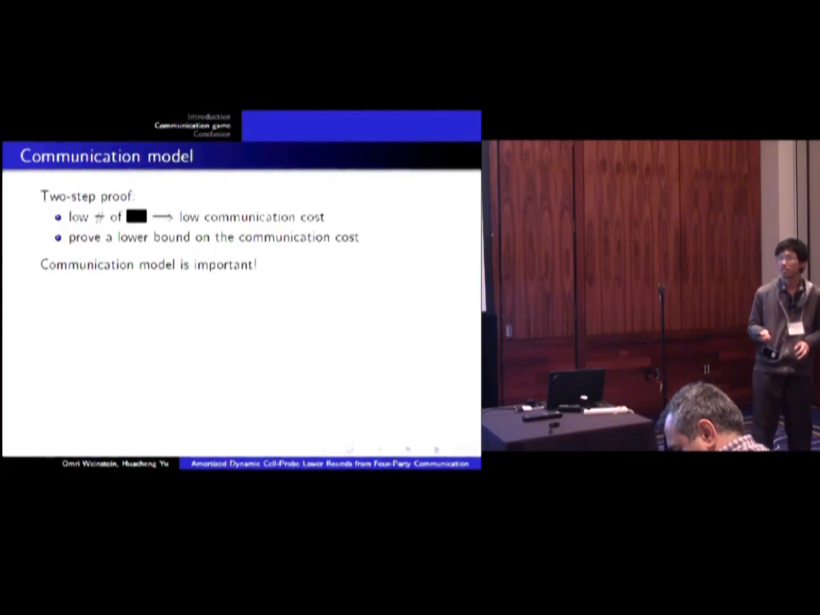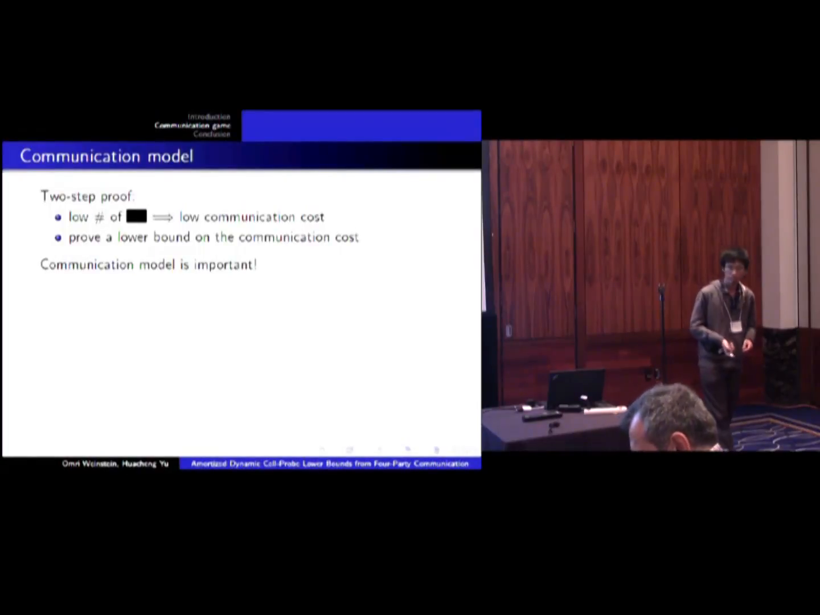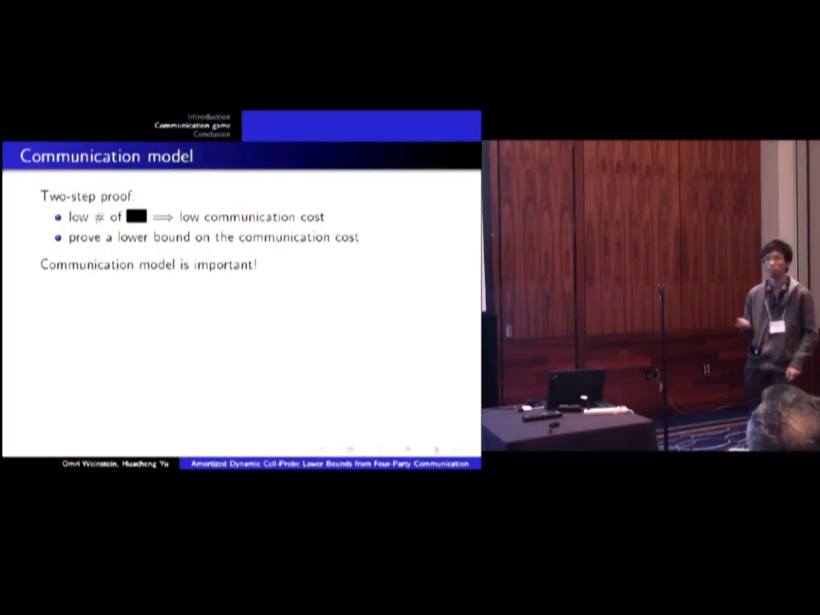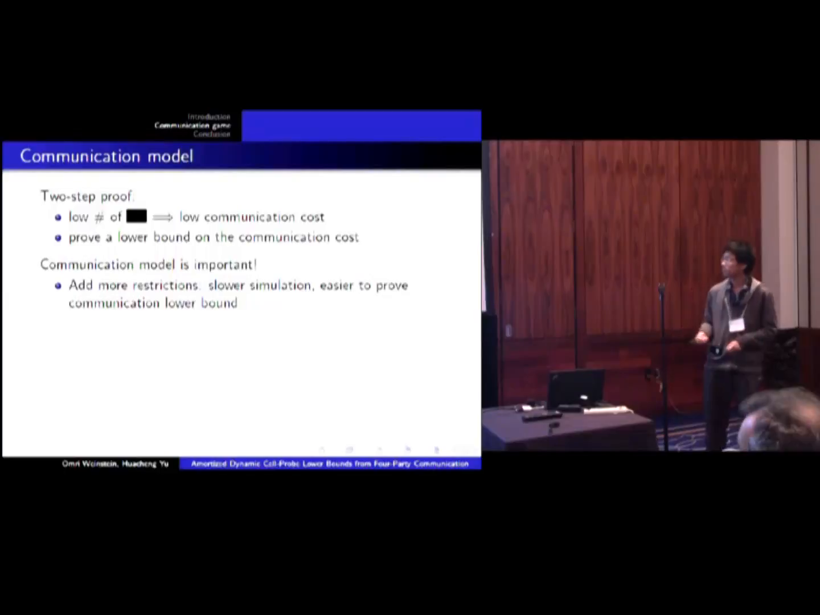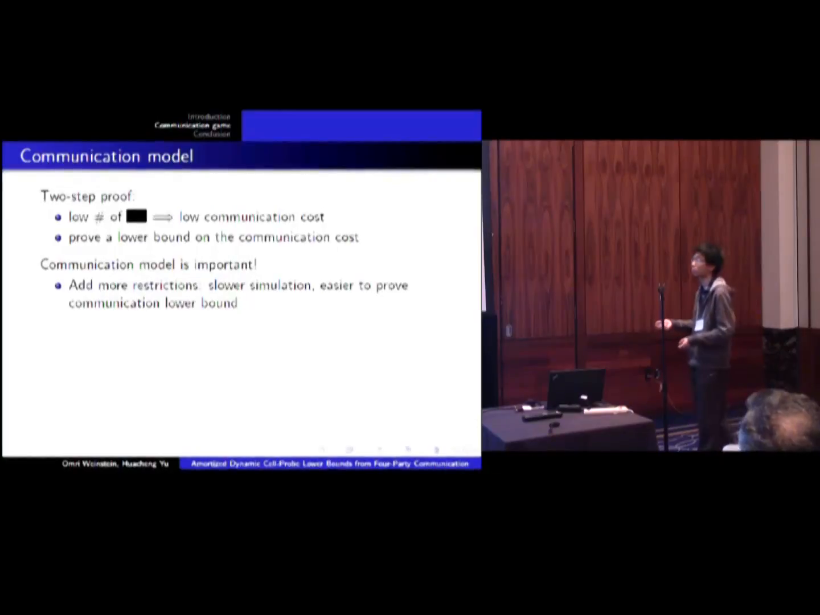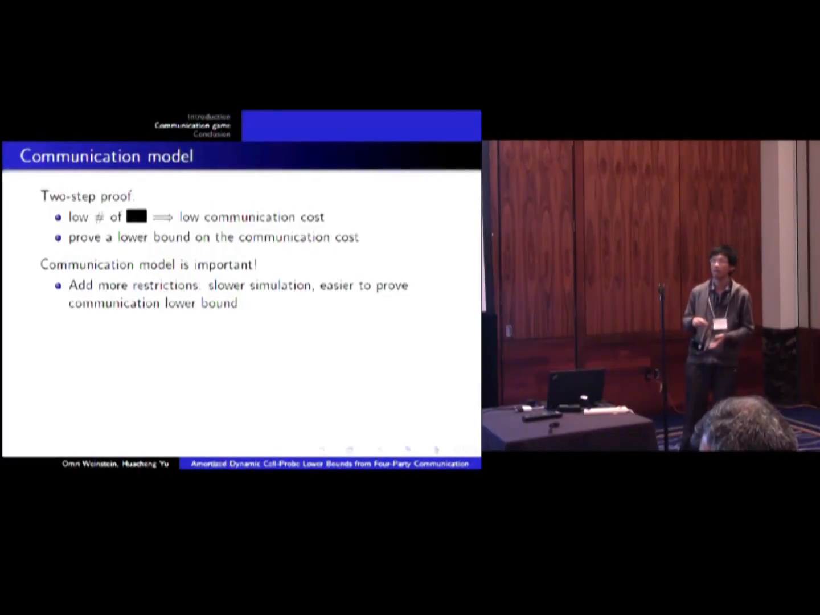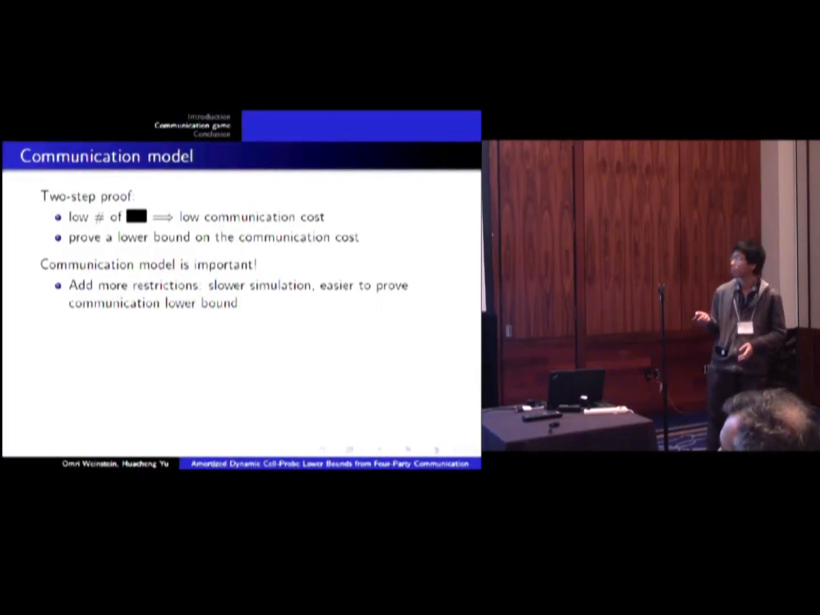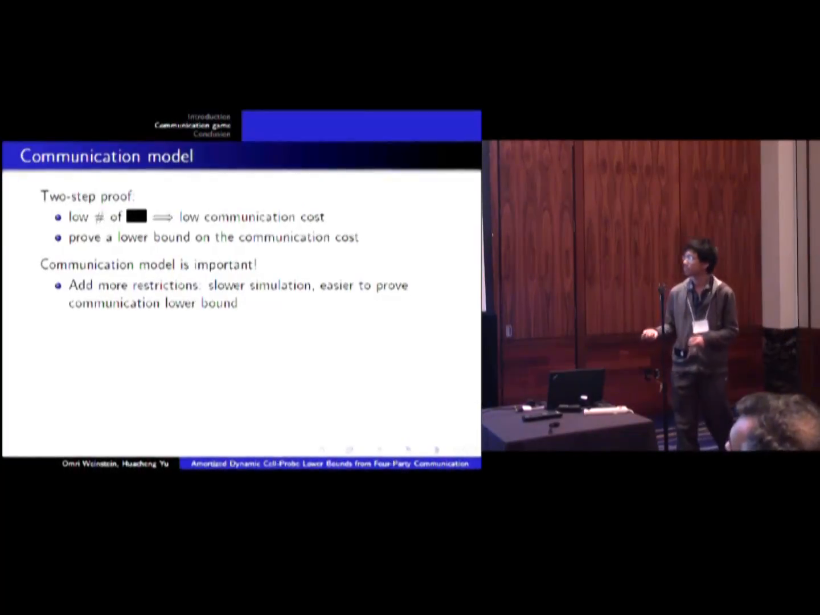But here, one thing I haven't mentioned is that the communication model is actually very important in this case. The version I just described to you is in the most standard deterministic communication model. For example, we can add more restrictions to what the players are allowed to do. Intuitively, by adding more restrictions, it will be easier for us to do the second step because it's easier to prove a communication lower bound. But on the other hand, if the model is too restrictive, then even with the same data structure, we might have a higher communication cost. Makes it harder to do the first step.